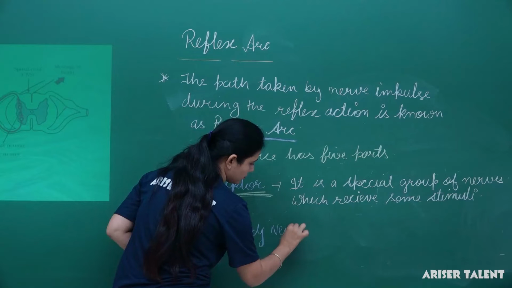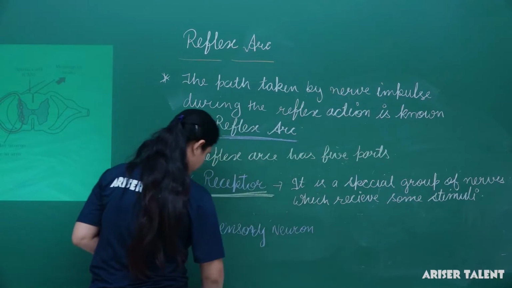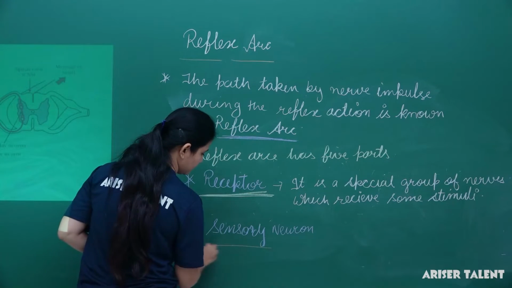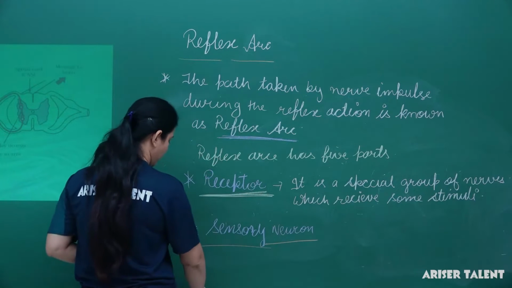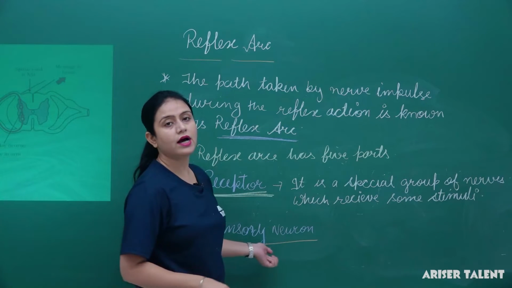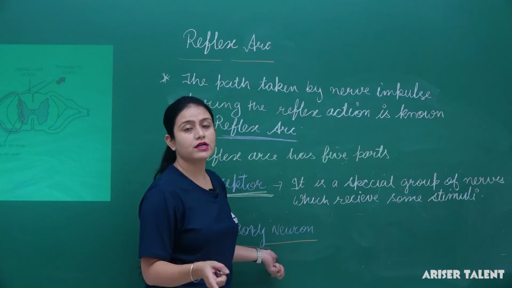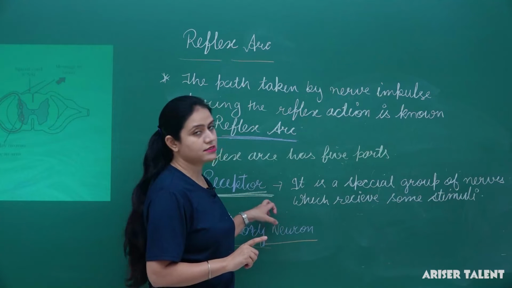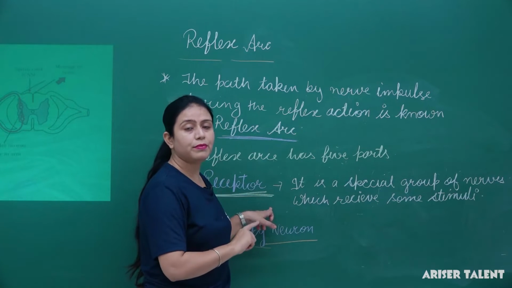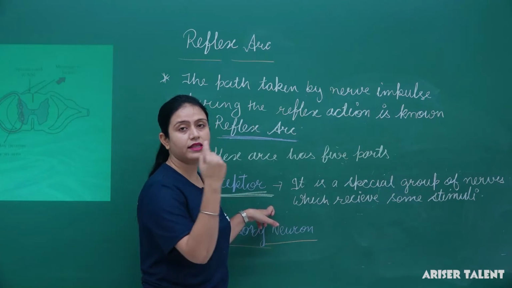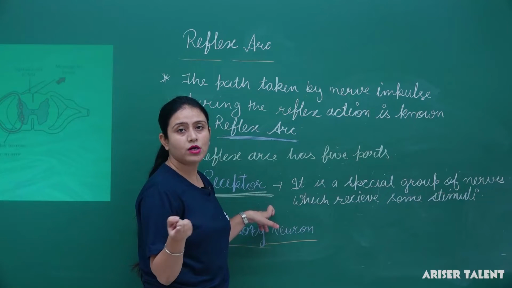Sensory neuron. What is a sensory neuron? Sensory neurons are present in the sense organs. They take impulse from the receptor and then they pass it to the central nervous system.